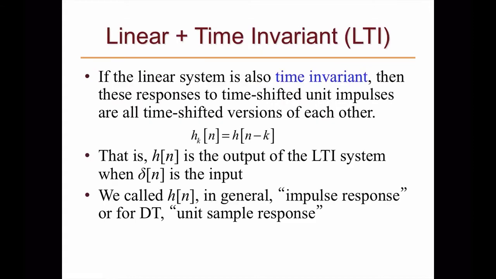Because the system is time invariant, the responses to time-shifted unit impulses are time-shifted versions of each other. That means h_k[n] is actually h[n-k], and we have h[n], which means k equals 0, as the output of the LTI system to delta[n] when the input is an impulse. We call this h[n] the impulse response, or for DT, the unit sample response.